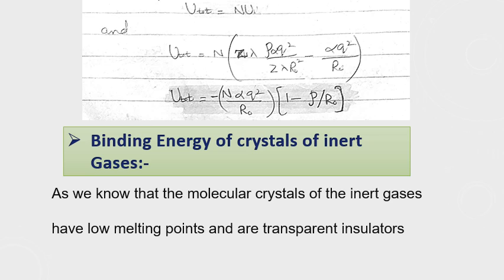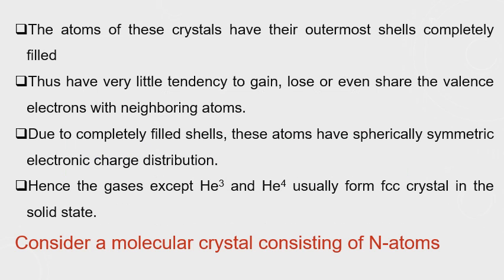As we know, the molecular crystals of the inert gases have low melting points and are transparent. The atoms of the inert gas crystals have their outermost shells completely filled and thus have very little tendency to gain, lose, or even share valence electrons with neighboring atoms. Due to completely filled shells, these atoms have spherically symmetric electronic charge distribution. Hence, these gases, except helium-3 and helium-4, usually form FCC crystals in the solid state.